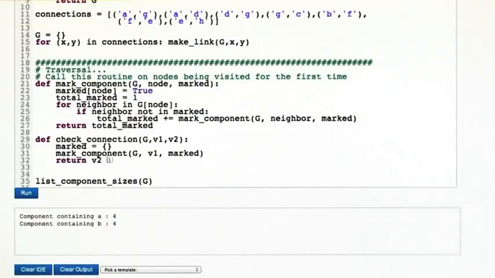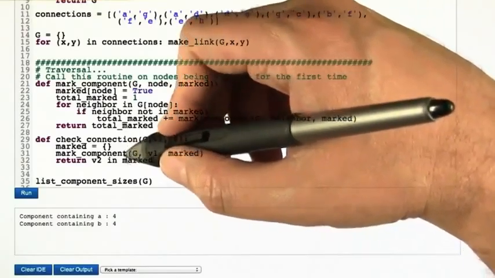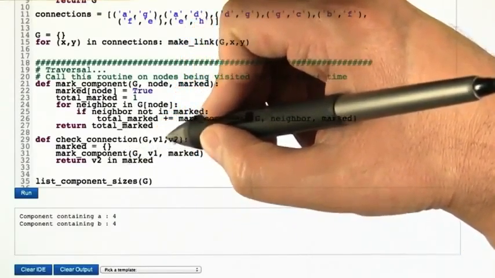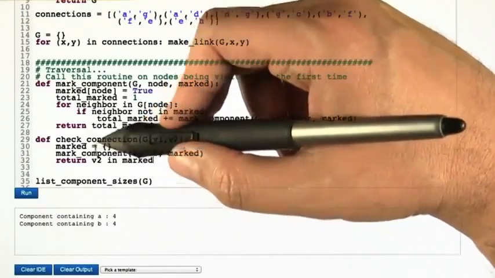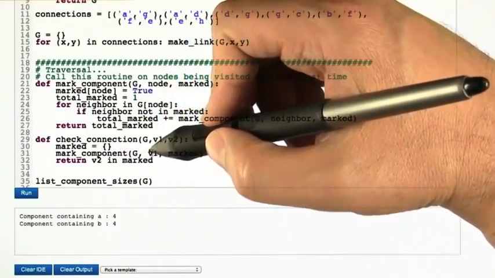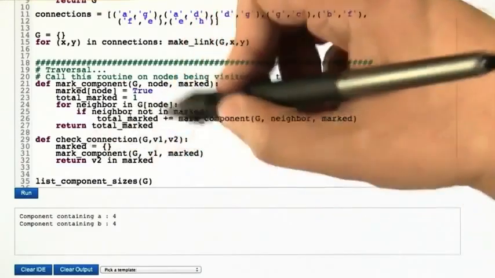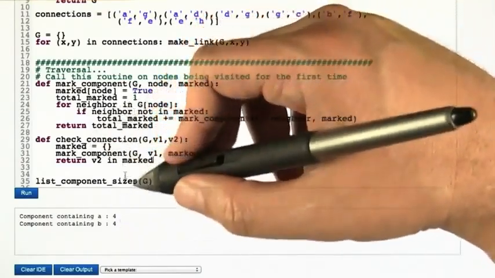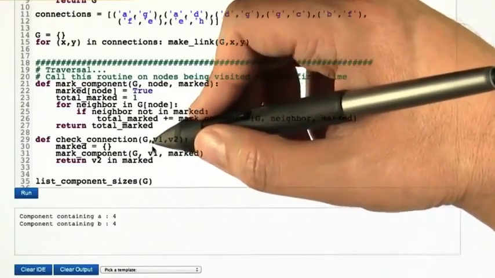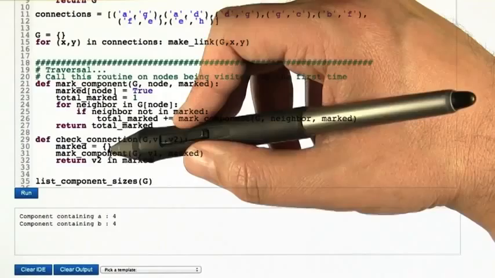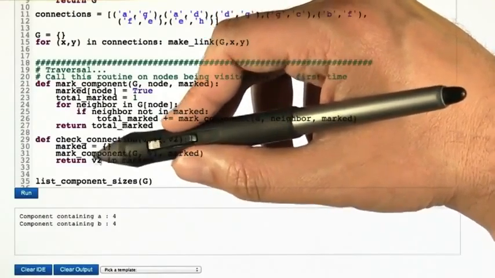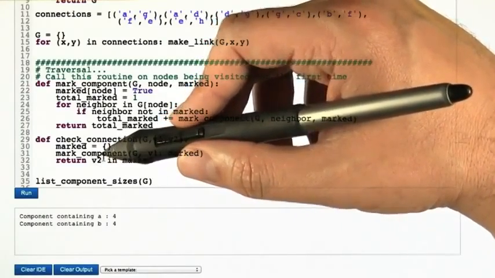v2 in marked. So what this does is it checks whether the node v2 that we've been given as input was one of the nodes that got marked when we were spreading things out from v1. So it starts at v1, spreads through the graph like some kind of an infection or a good idea. And when that's all through, all we have to do is look to see whether v2 was one of the things that got infected in the spread.